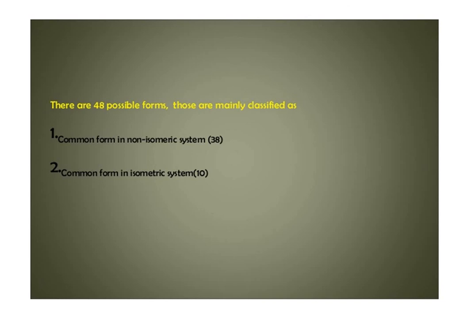Those are mainly classified as 38 common forms in the non-isometric system and 10 common forms in the isometric system. So this is about how to calculate Miller indices, and how Miller indices are very useful to study the crystal structure. So this is about crystallography in the first chapter.